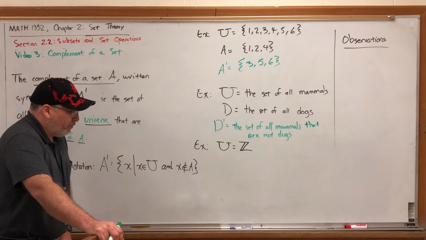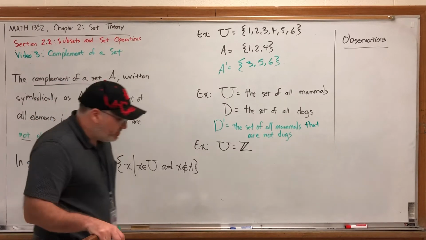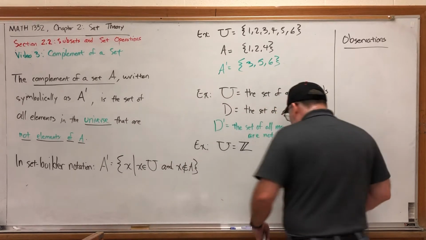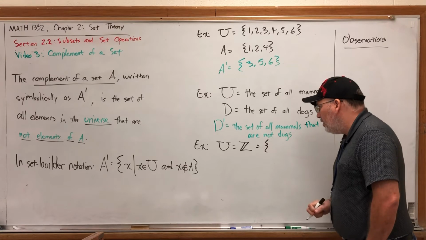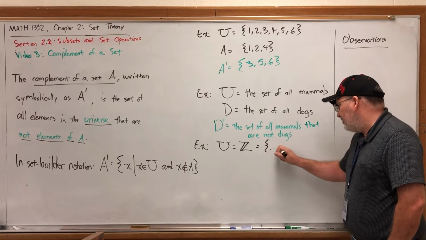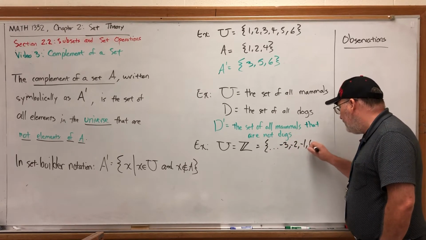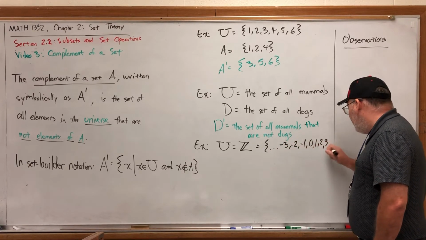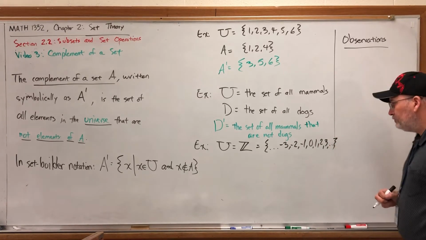For the last example, we're going to let our universal set be Z. Now remember, Z is the symbol for the integers. So if it helps, you could write them out in roster form. Remember, the integers are positive and negative whole numbers. So we have to start with ellipses: -3, -2, -1, 0, 1, 2, 3, and so on, all the positive and negative whole numbers.